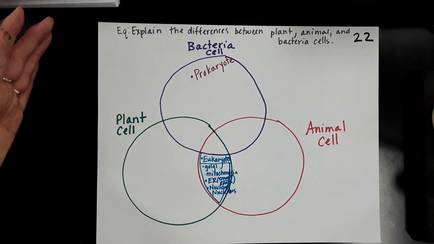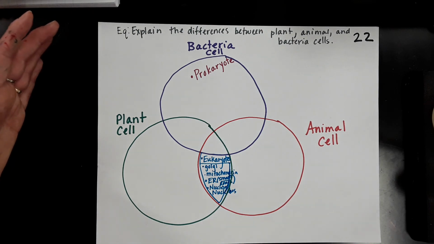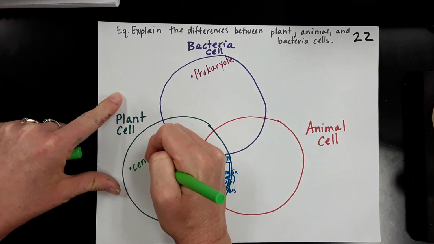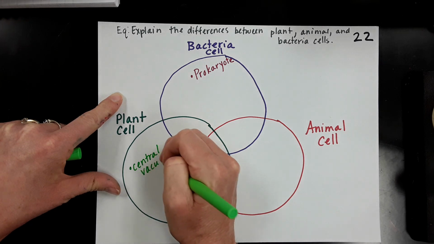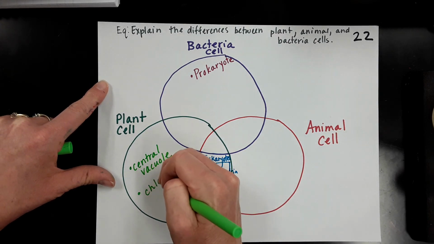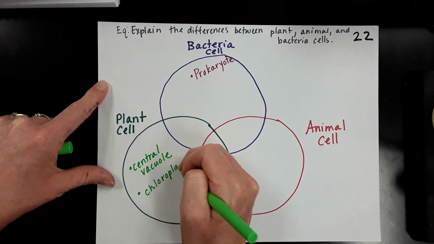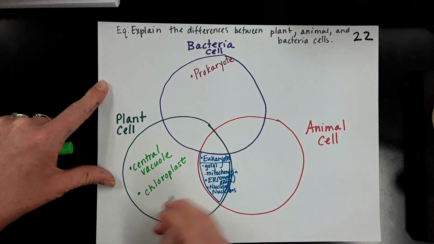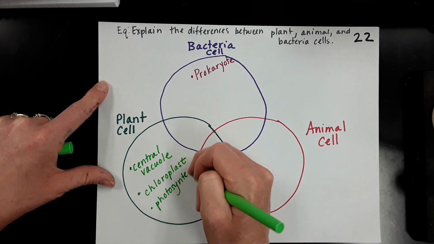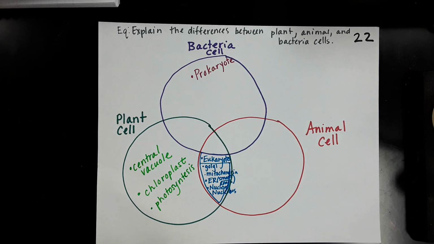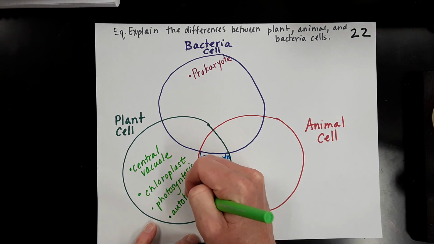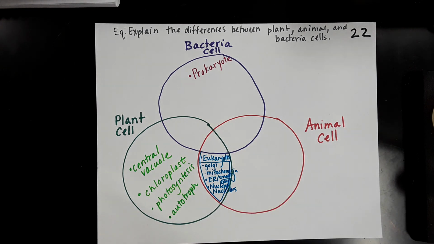Structures that are unique to the plant cell: the plant cell is the only one that has the central vacuole that stores water. Also unique to the plant cell are chloroplasts. They're the only ones here going through photosynthesis. We haven't talked about it yet this year, but these are autotrophs, and an autotroph means that they can make their own food.